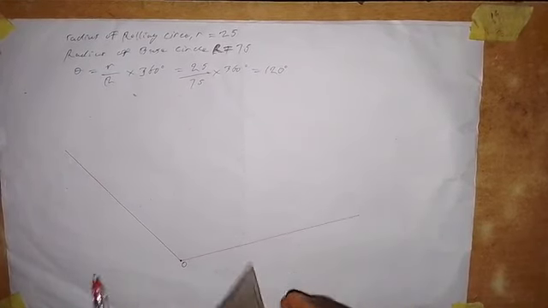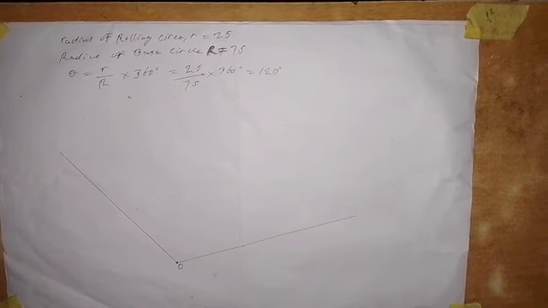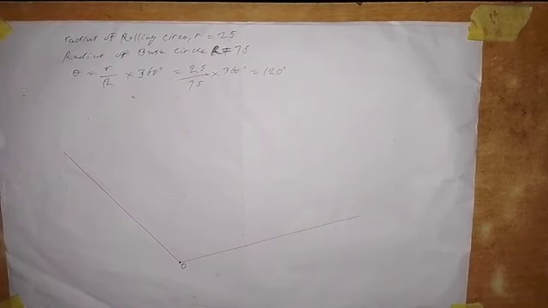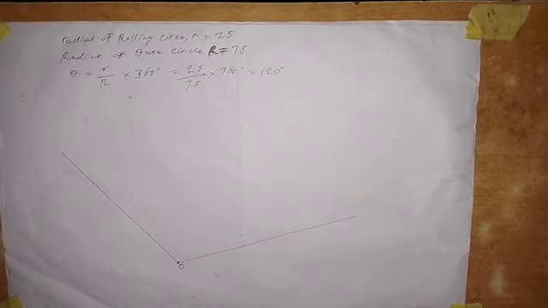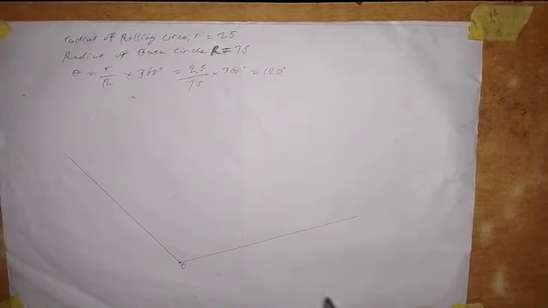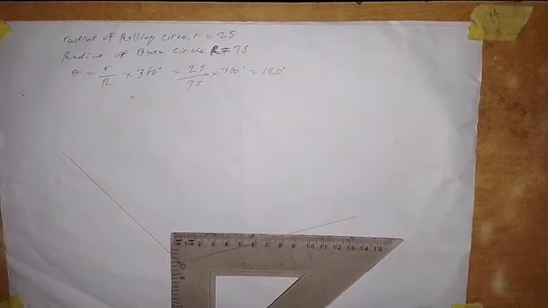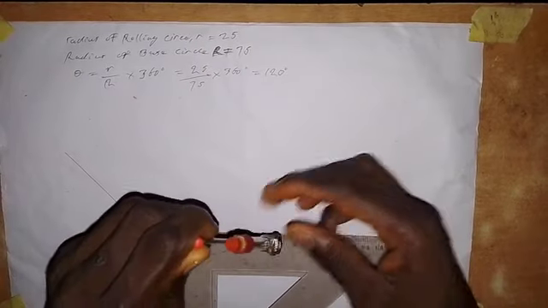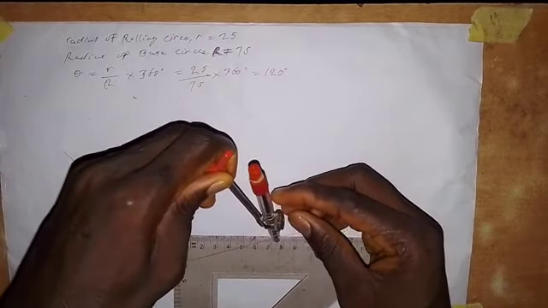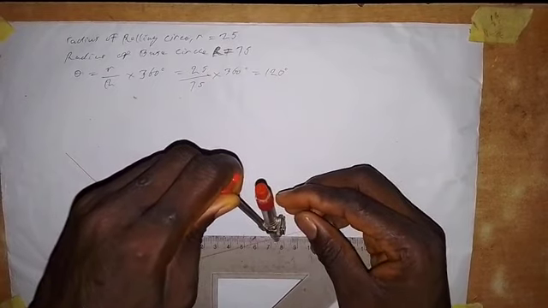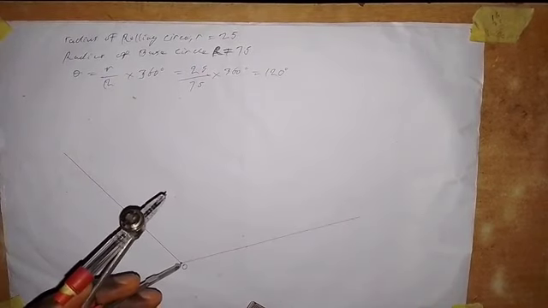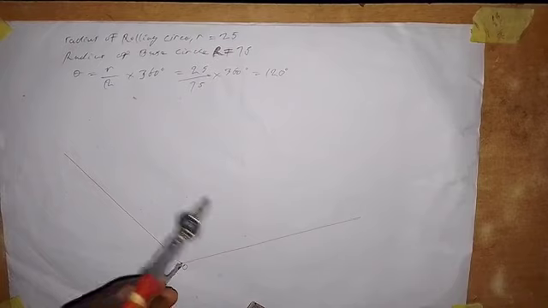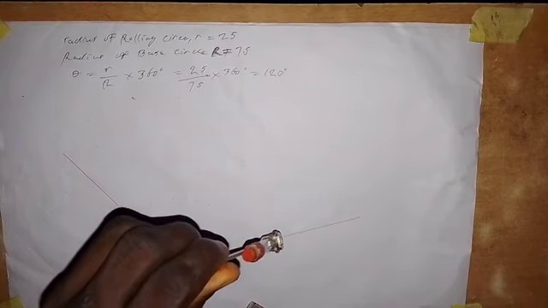Then the next thing that we are going to do is to take our compass, and take a measurement of 75 millimeters, which is the radius of the base circle or directing circle. So we take 75 millimeters on the ruler. So this is 75 millimeters. Put the midpoint of the compass at point O here, and draw an arc like this.